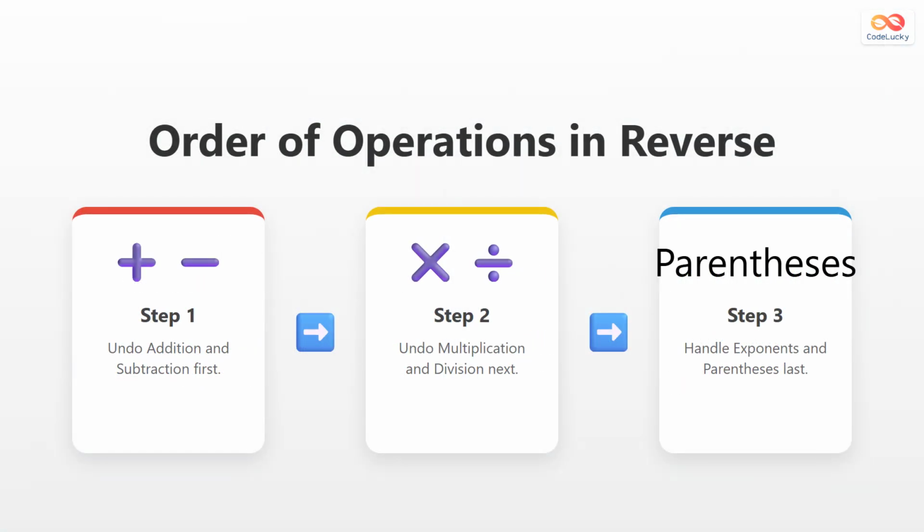To isolate the variable efficiently, we use the order of operations in reverse. You might know PEMDAS or GEMDAS. When solving, we go backwards. Step 1 is to undo any addition or subtraction. Step 2 is to undo multiplication or division. And finally, Step 3 is to handle any exponents or parentheses. This is the safest roadmap to the solution.